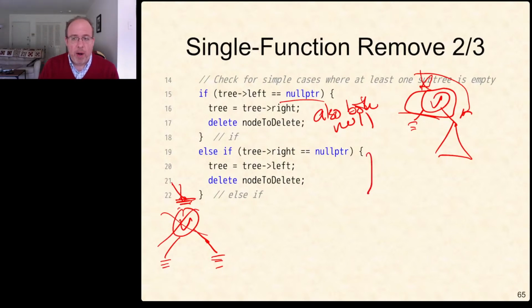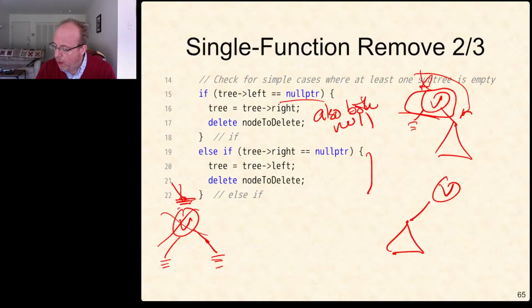This is the mirror case of that. V is the node we're getting rid of. It has a left subtree, but not a right subtree. Same thing. We'll take the pointer that points to this node, move it to point to the new left subtree, and delete this node. So those are all the easy cases.